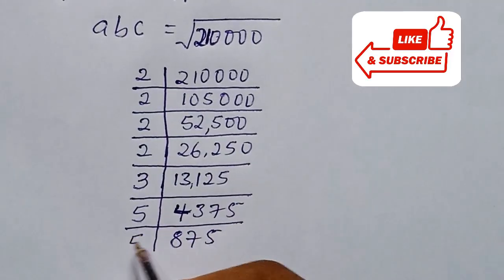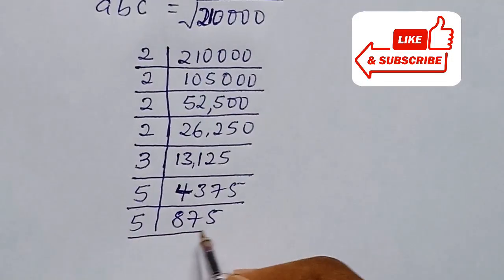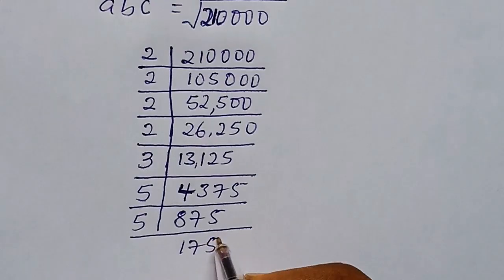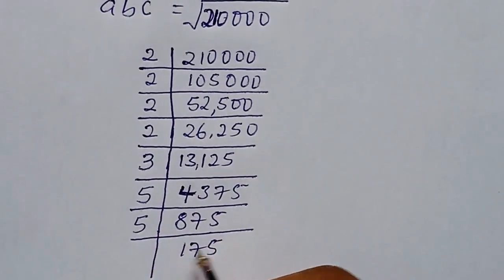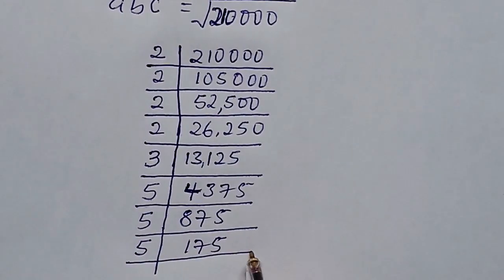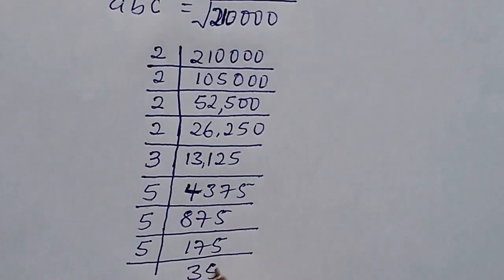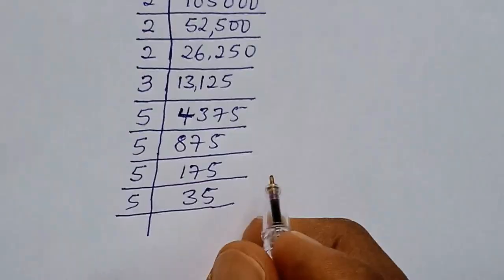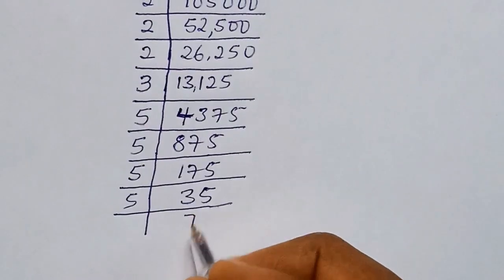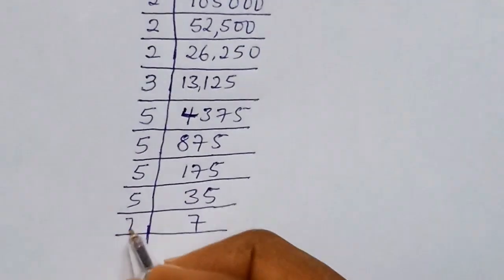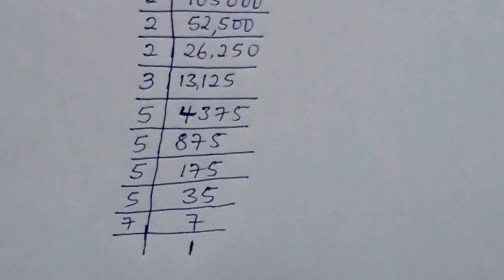And I'll go ahead and divide it by 5 again. I'll have 175. So 175 can as well be divided by 5. So I'm going to have 35. 35 divided by 5, I'll have 7. So now I can divide by 7. 7 divided by 7, I'm going to have 1.